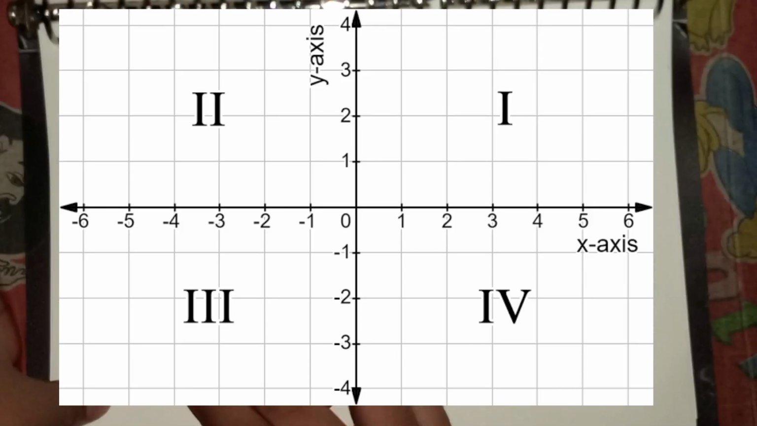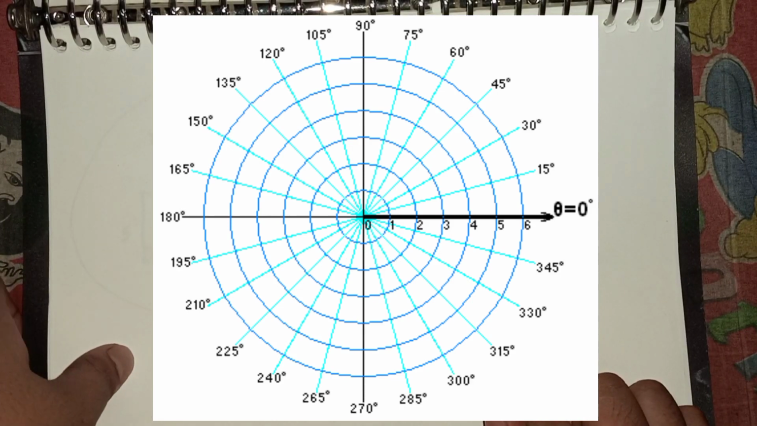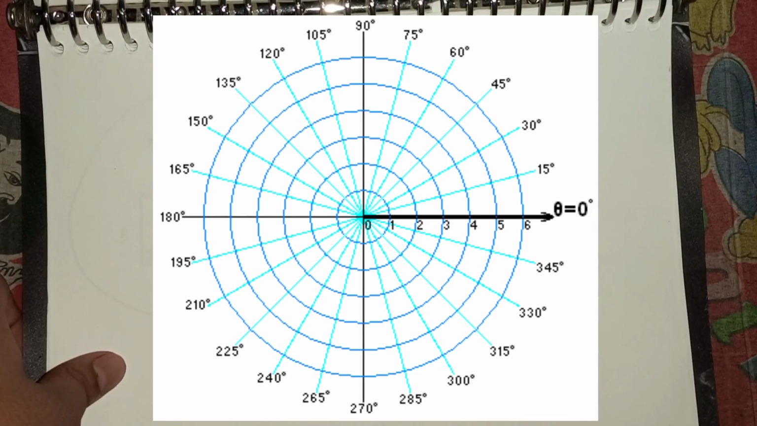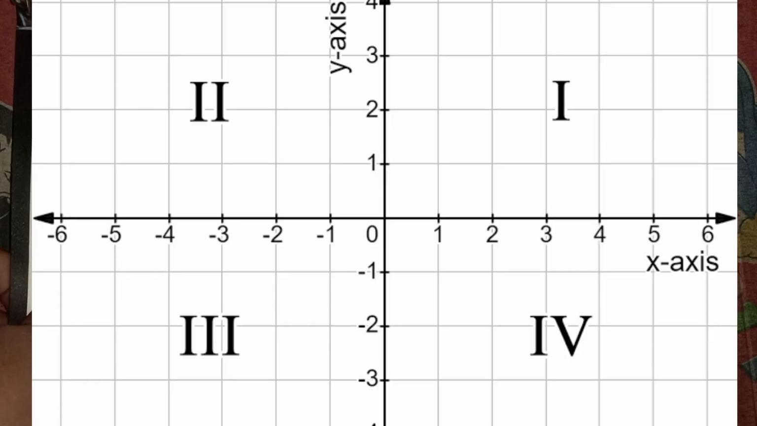So this is what a Cartesian coordinate looks like, and this is what polar coordinates look like. So what is the difference between the two? The Cartesian coordinate system, which is this one, is also known as the rectangular coordinate system.